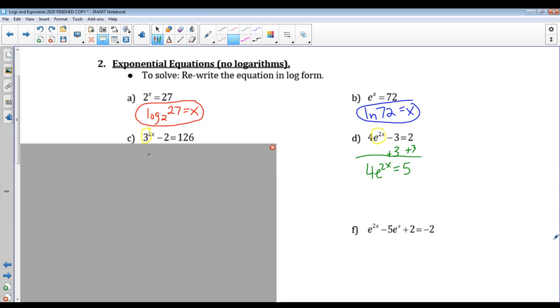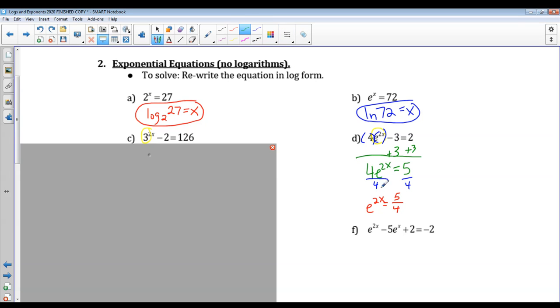So be really careful. We talked about the order of operations a lot lately. We have to divide by this 4 first. This is 4 times e to the 2x. It's not 4e to the 2x. It's 4 times e to the 2x. So we have to divide out by that 4 first. So we're left with e to the 2x equals 5 over 4. Now we're ready to go.